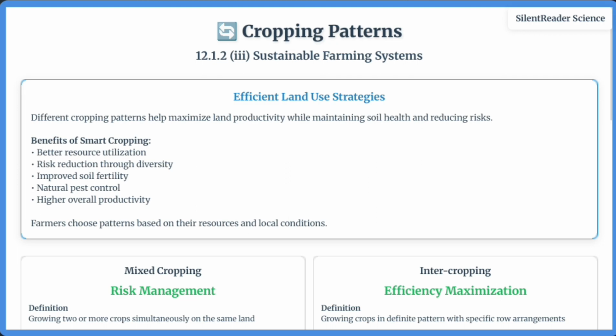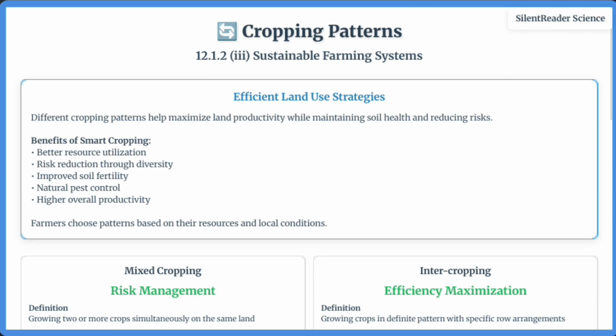Smart cropping patterns help maximize land productivity while maintaining soil health. Mixed cropping involves growing two or more crops together on the same land. This reduces risk because if one crop fails, the other might succeed. Intercropping grows crops in specific patterns with different nutrient requirements. This maximizes resource use and prevents pest spread.